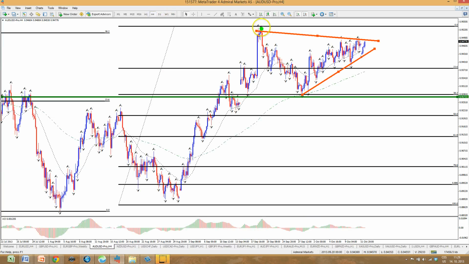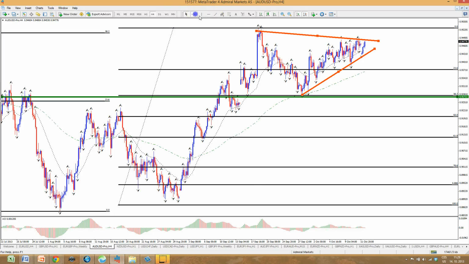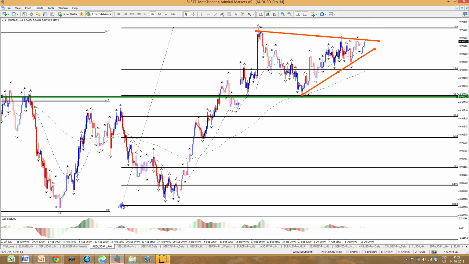I can go to the 4-hour chart. A push above this 95 level would also indicate the continuation, 95.28 to be exact, of the bullish count here on the AUDUSD. So some breakout trade opportunities of the AUD up to 97.